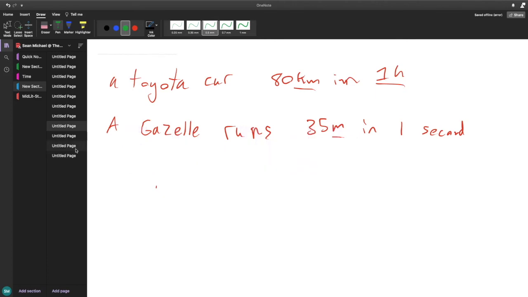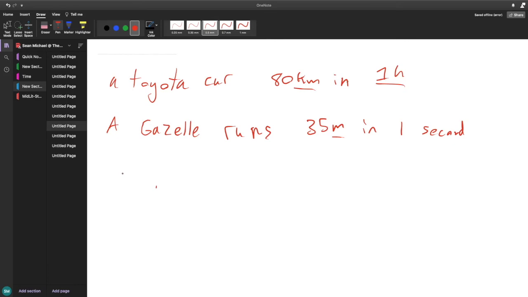Our next problem is going to be kind of a unique problem. This is going to be mostly focusing on our ability to convert between different units. So we're trying to compare a Toyota car that goes 80 kilometers in 1 hour versus a gazelle that runs 35 meters in 1 second. That's sort of a ridiculous speed, but we're just going to fly with it.